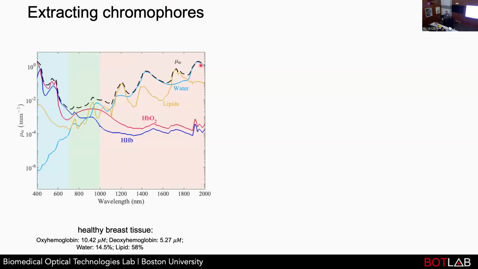The percentages you show, are they volume fractions or is it something else? Yeah, volume fraction. So in your measurement volume, you have a molar concentration, moles per liter, of these different chromophores. Okay, thank you.